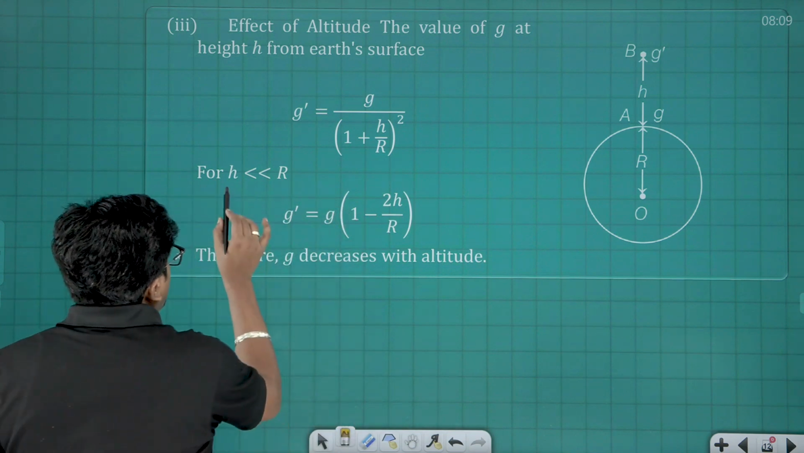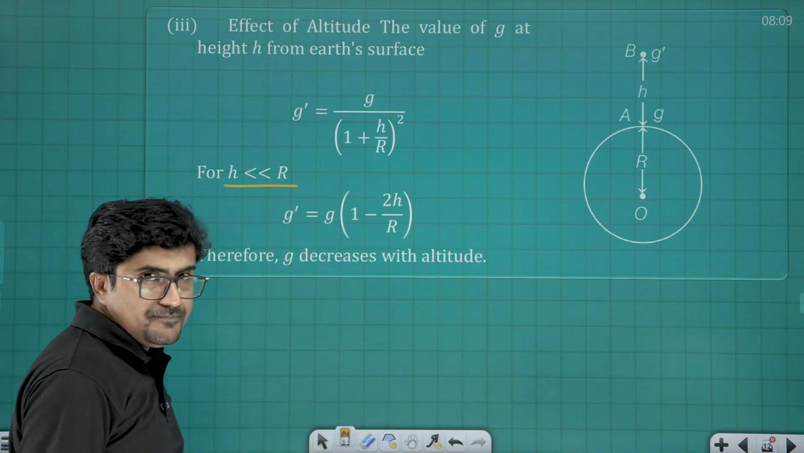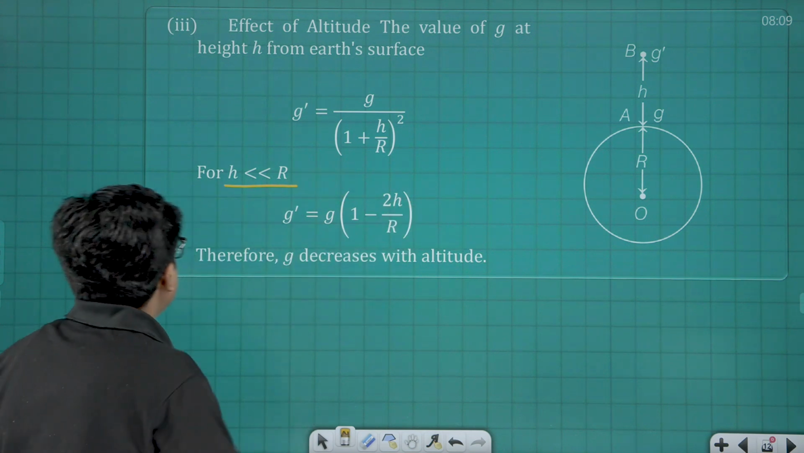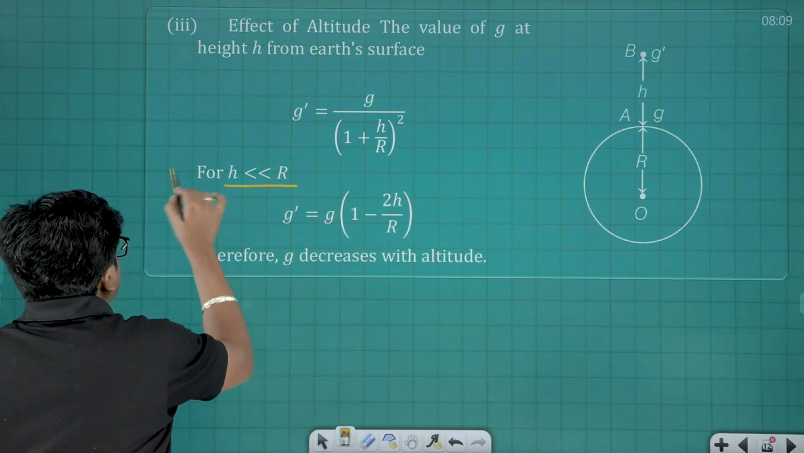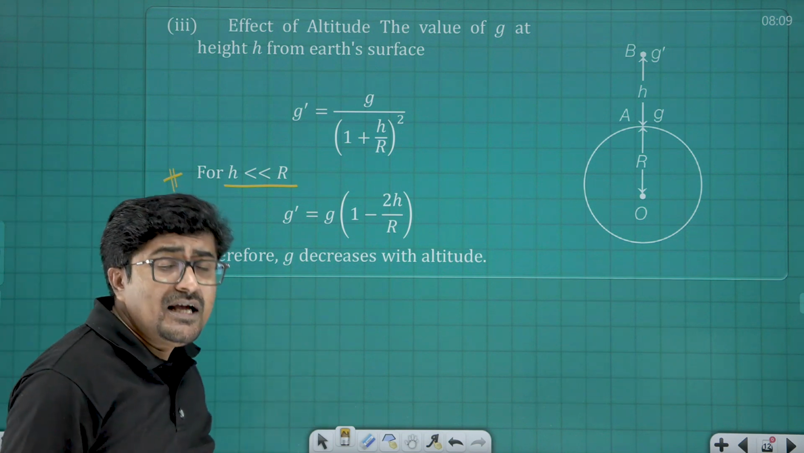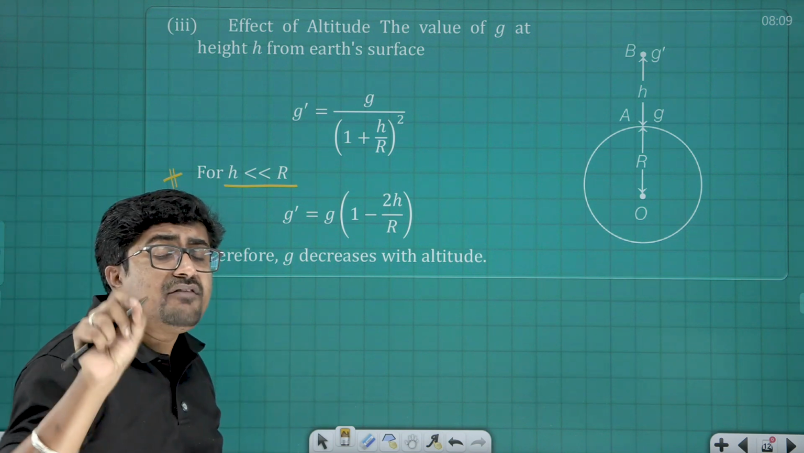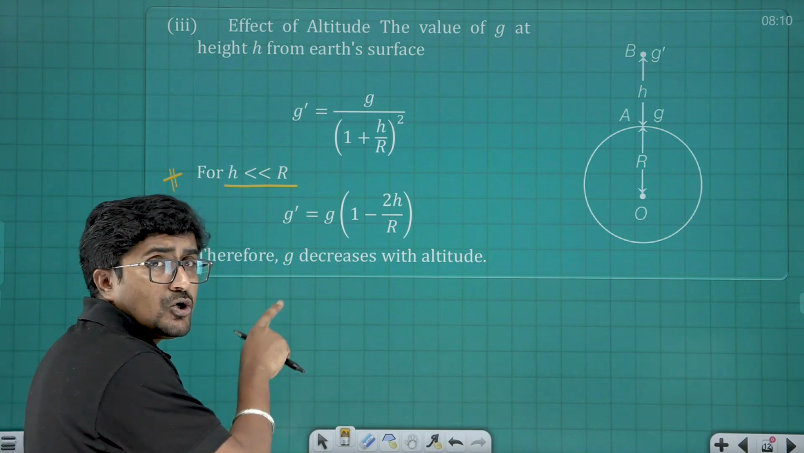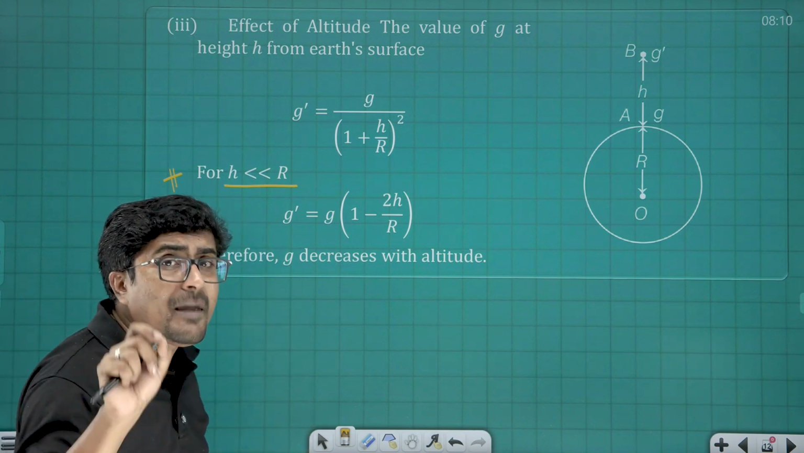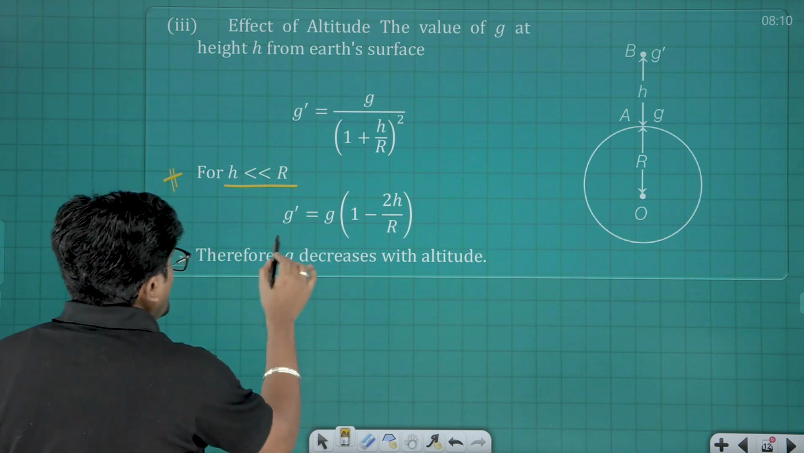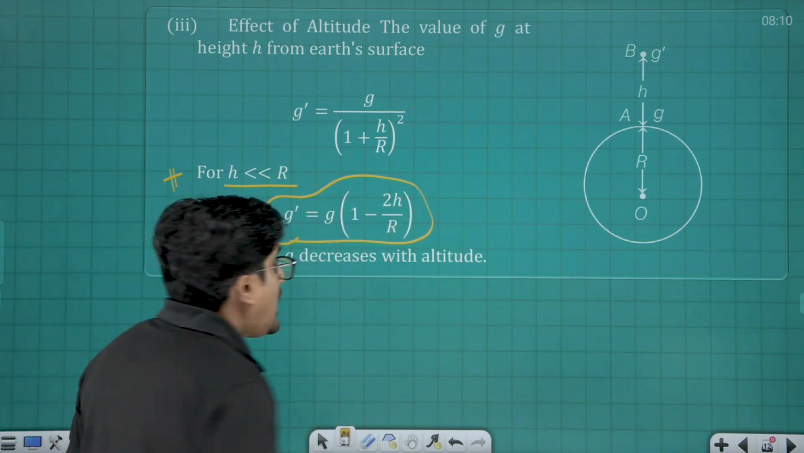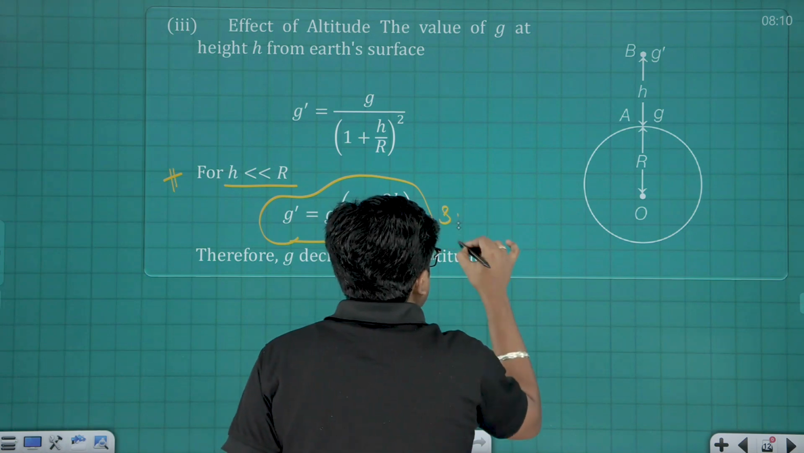And this is the standard one, and here this is the special case. And what is that special case? If h is very much less than r, then you may take it as g dash is equal to g into 1 minus 2h upon r. g dash is equal to g into 1 minus 2h upon r. I repeat, this is a special case.